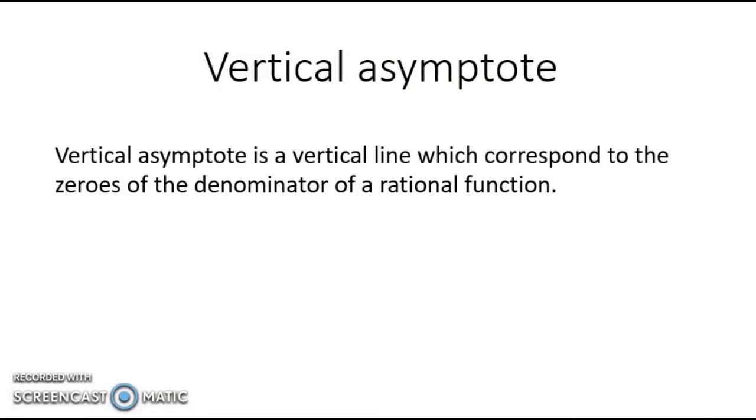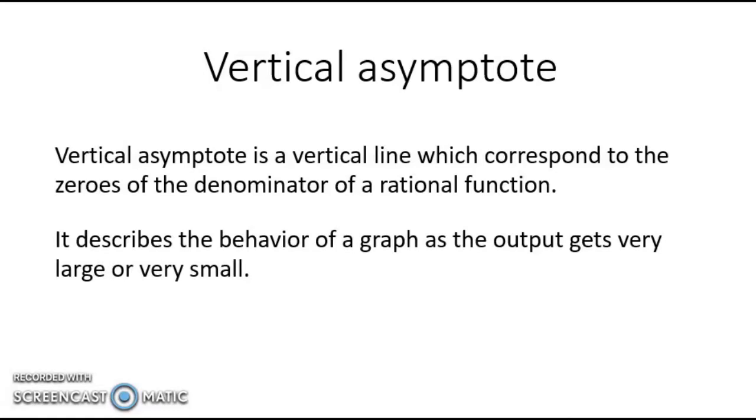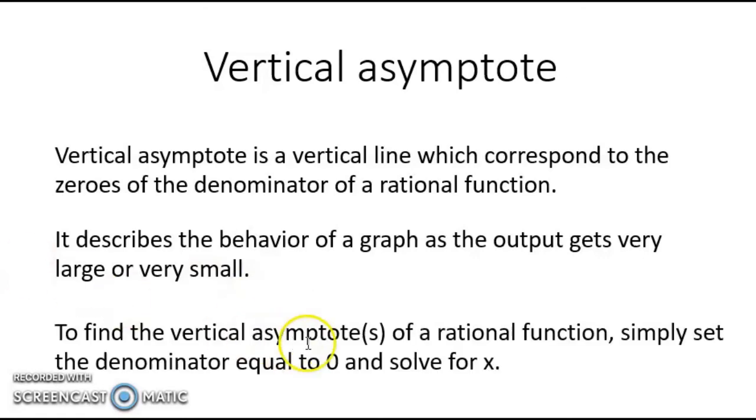Vertical asymptote is a vertical line which corresponds to the zeros of the denominator of a rational function. It describes the behavior of a graph as the output gets very large or very small, meaning the y values get very large or very small. To find the vertical asymptote of a rational function, simply set the denominator equal to 0 and solve for x.